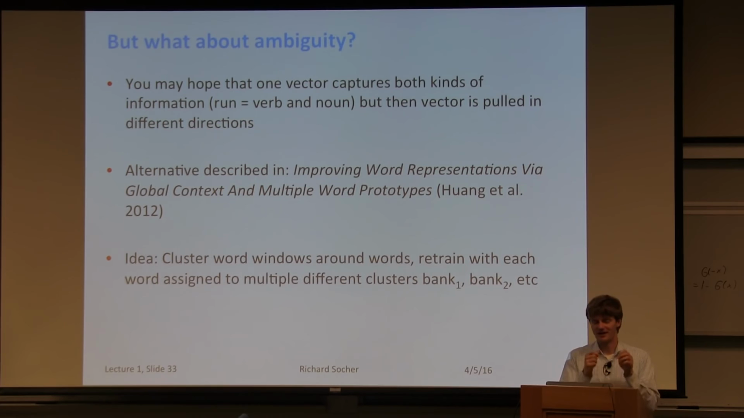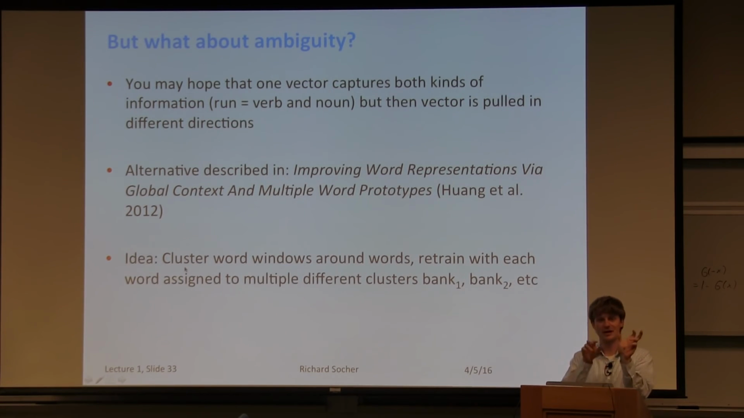And so as you train for each new window, for instance in the skipgram model, and it's a noun window where run happens to appear as a noun, it basically gets pulled closer to other nouns, and then gets pulled away again and goes closer to walking or something if it's in a verb context. And so one way we thought about dealing with this is to essentially cluster the word windows that we have.